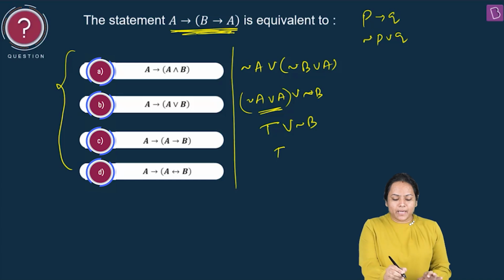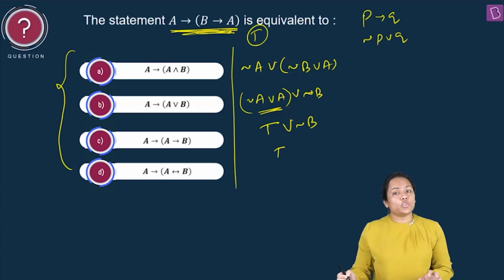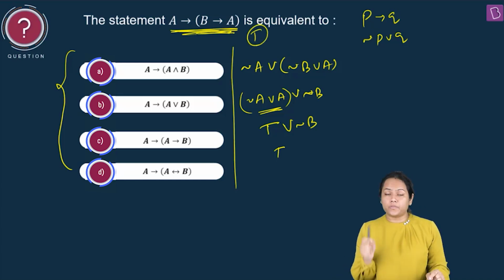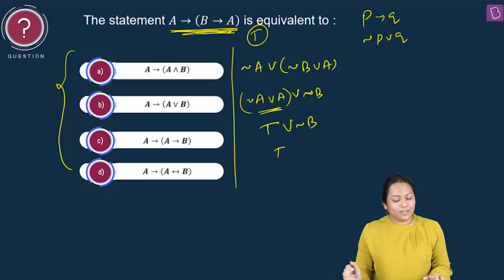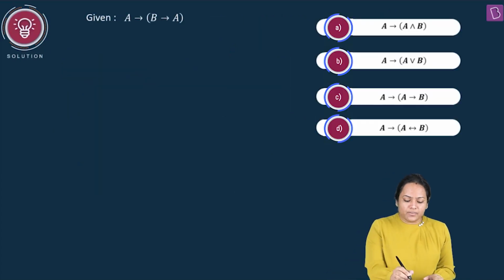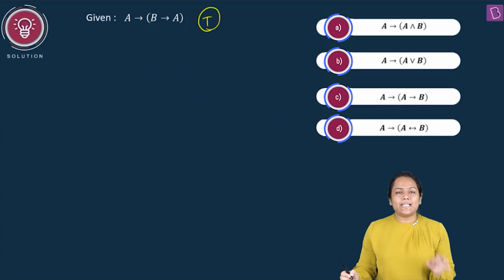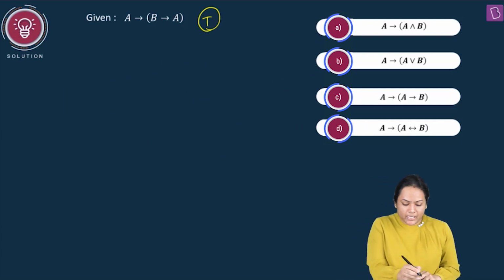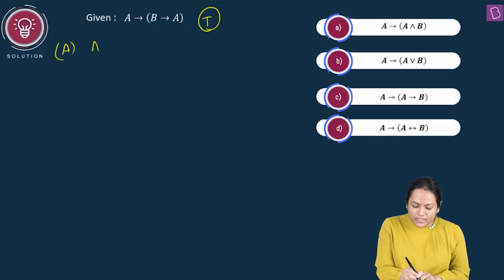So that means this statement is always a tautology, and now I have to go for the options which they have given to us. Clear? Okay, so we have seen that this is a tautology. Let's start with option A.